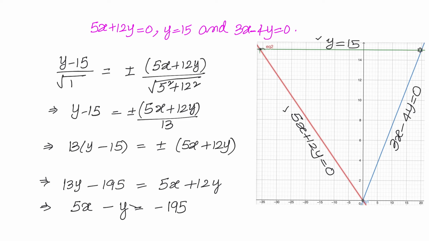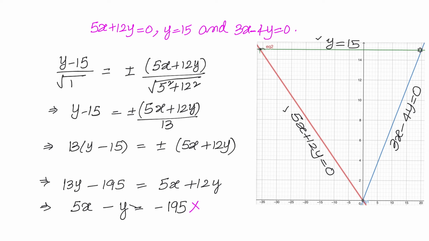Now let us see whether this is the angular bisector we need. For that, we know that the angular bisector will be coming in this direction, so the y-intercept of the line should be between 0 and 15. Now look at this line. What is the y-intercept? If you substitute x equals 0, we have y equals 195. That means that line is not the line we need. So we'll just discard this. I hope you understood the logic.